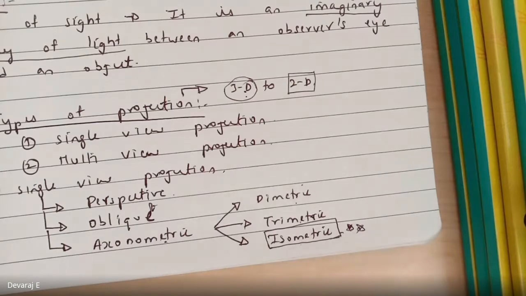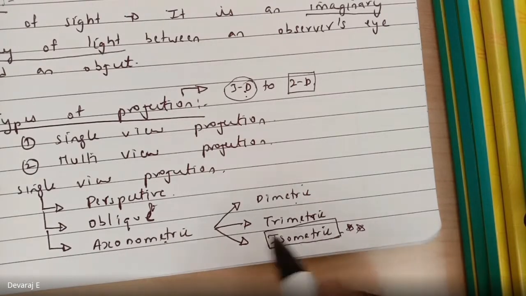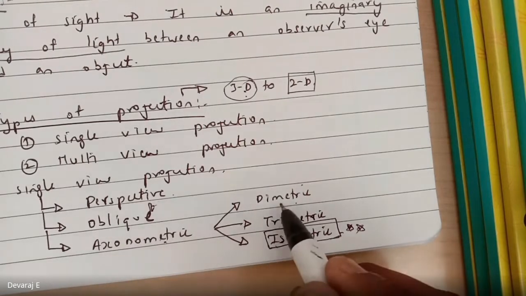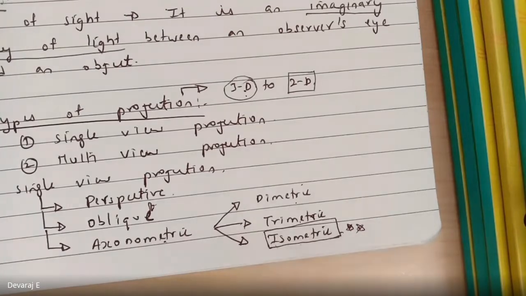So everyone is clear? Yes, sir. So we'll solve problems with the isometric projection. Okay, we'll not solve the perspective type or oblique type. We'll not solve dimetric and trimetric. Only we will solve regarding the isometric problems.